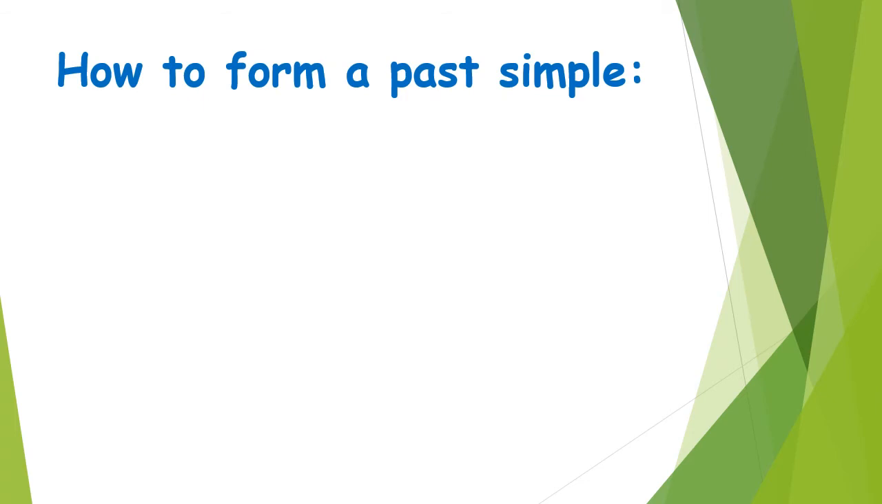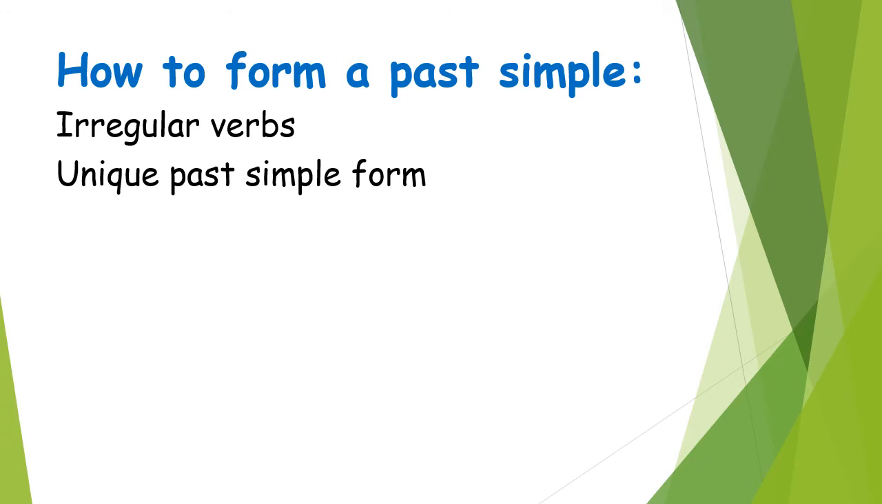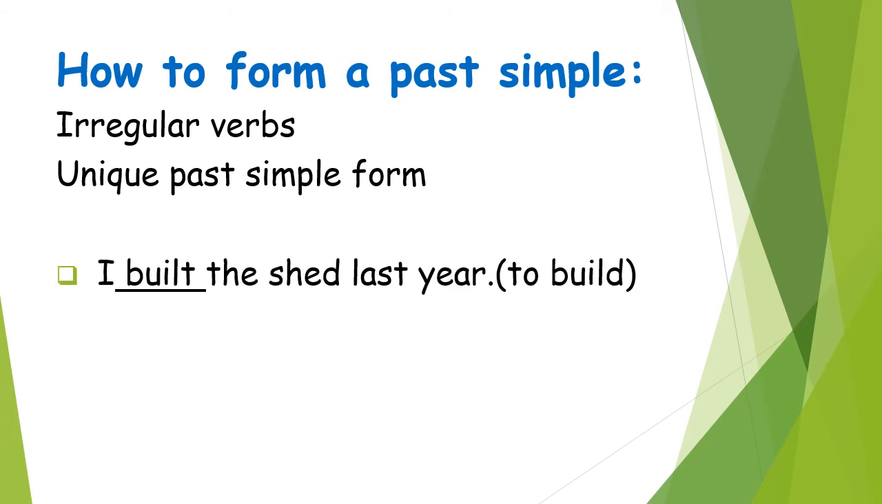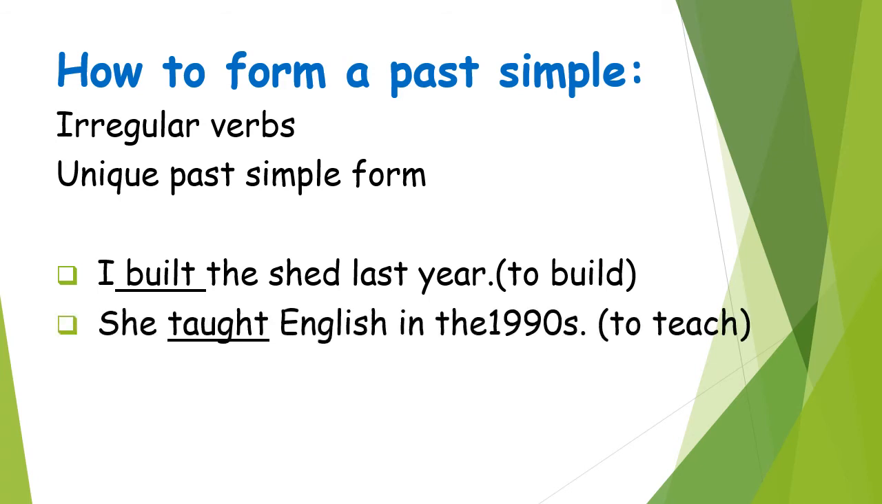Now let's see how to form a past simple tense when your verbs are irregular. Now students, irregular verbs have a unique past tense. For example, I built the shed last year. The word built has come from the infinitive to build. She taught English in the 1990s. From the infinitive to teach, I made taught.